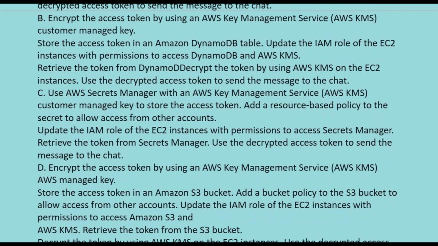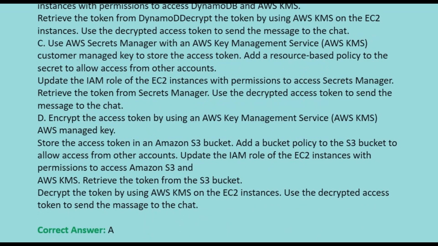Option C. Use AWS Secrets Manager with an AWS Key Management Service (AWS KMS) customer managed key to store the access token. Add a resource-based policy to the secret to allow access from other accounts. Update the IAM role of the EC2 instances with permissions to access Secrets Manager. Retrieve the token from Secrets Manager. Use the decrypted access token to send the messages to the chat.